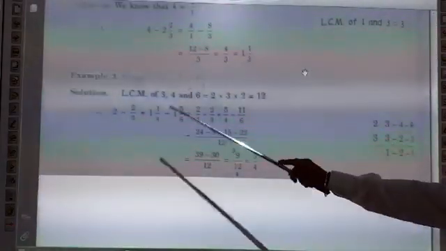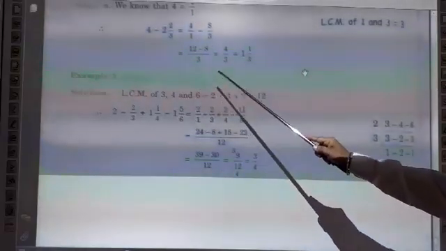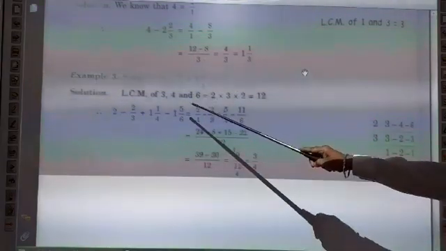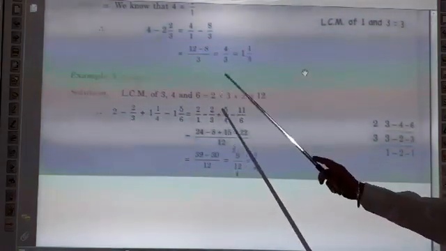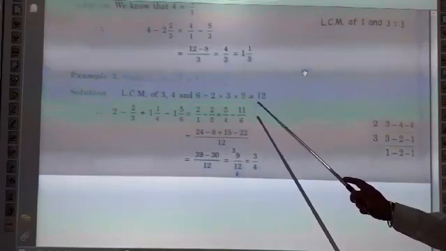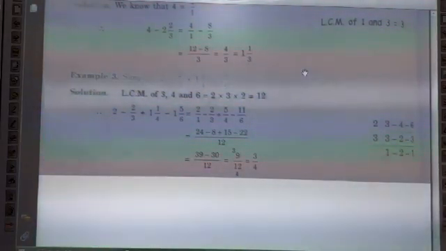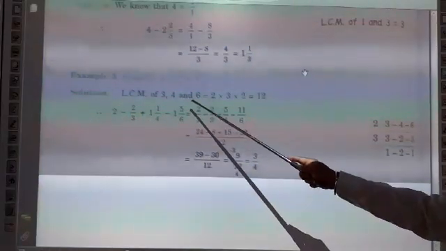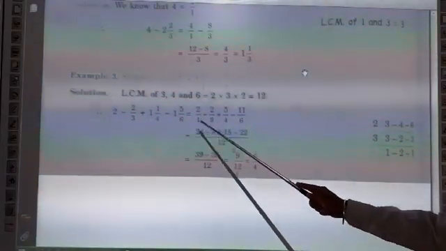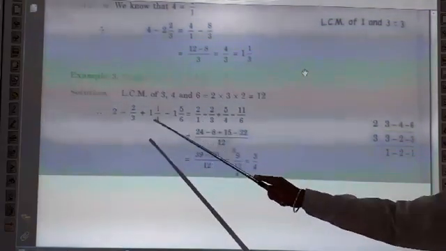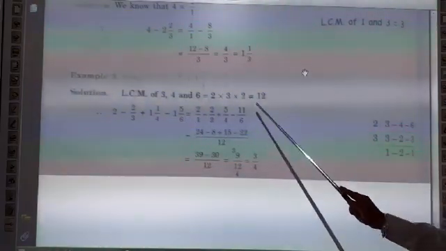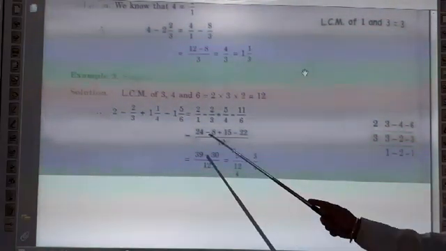Okay. Now next example, simplify 2 minus 2 by 3 plus 1 1 by 4 minus 1 5 upon 6. Solution: LCM of 3, 4 and 6 is equal to 2 multiply 3 multiply 2, which is equal to 12. 2 minus 2 by 3 plus 1 1 by 4 minus 1 5 upon 6. So 2 upon 1 minus 2 by 3 plus 4 1s are 4 plus 1 is 5 upon 4, 6 1s are 6 plus 5 is 11 upon 6. LCM is 12.